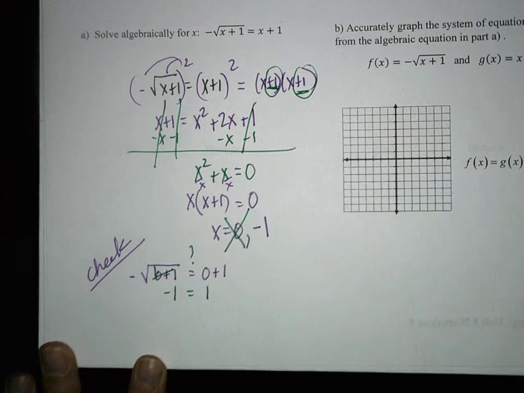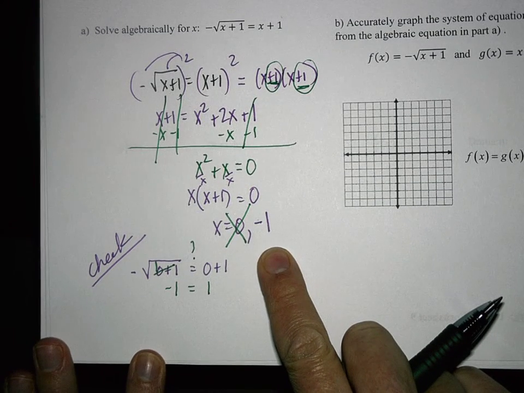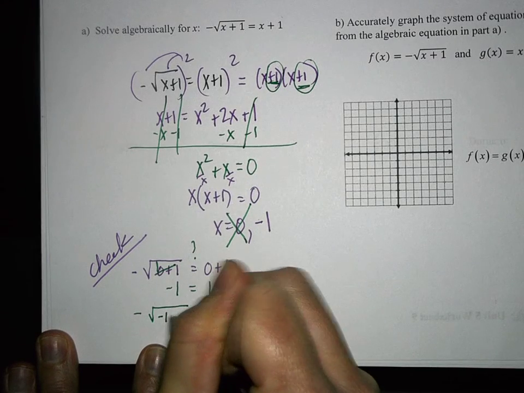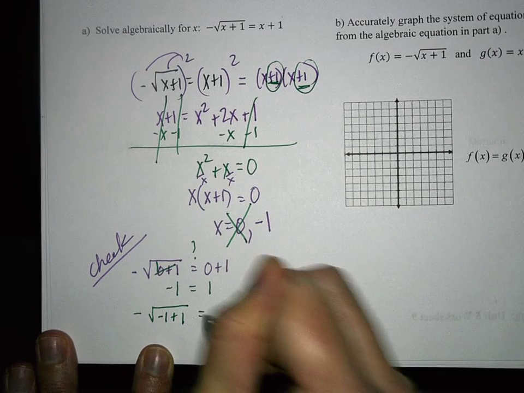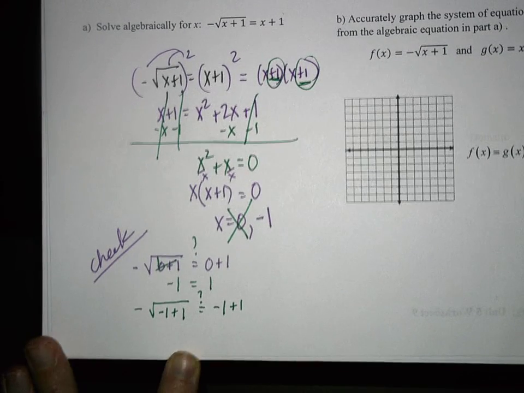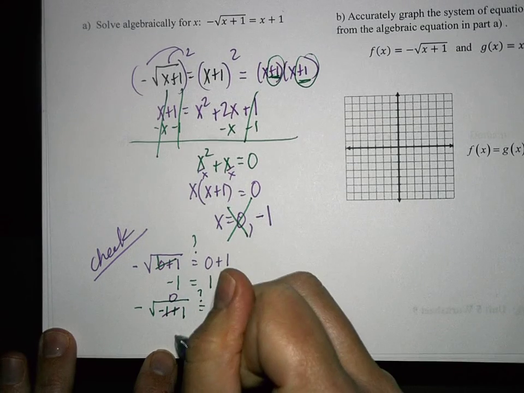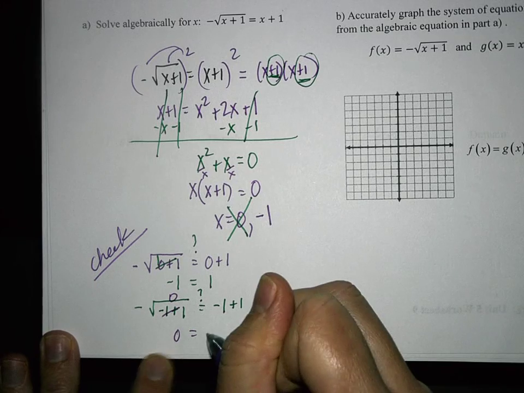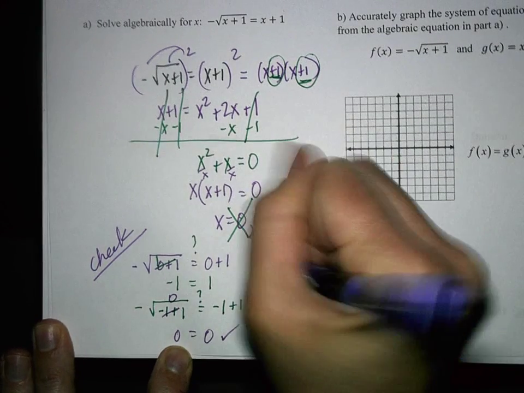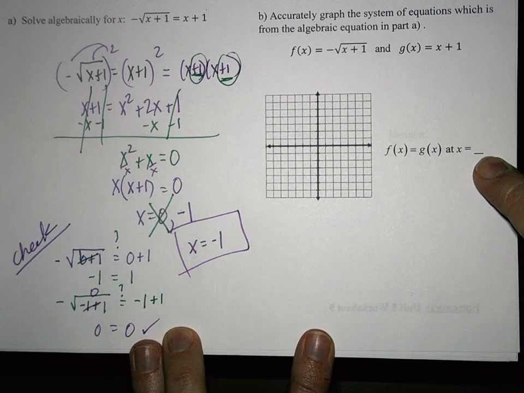So 0's out. So we are pretty sure that negative 1 works, but we should still check it. Okay? So we have negative square root of negative 1 plus 1 equals negative 1 plus 1. And again, we're not sure, so we do our question mark. Negative 1 plus 1 is 0, and there's no such thing as a negative 0, and so that's just 0, equals, and negative 1 plus 1 is 0. So that checks out. So my answer is x equals negative 1. Without making the graph, what do you think my answer is going to be over here? Negative 1. You guys are so smart.